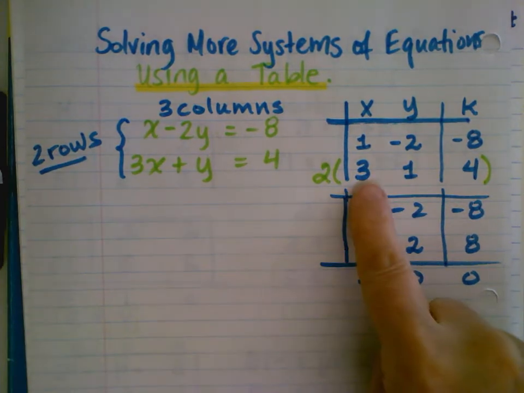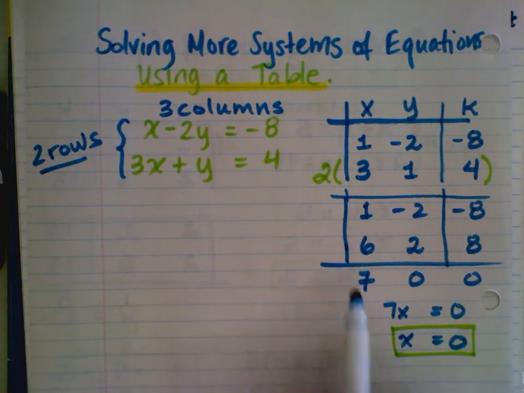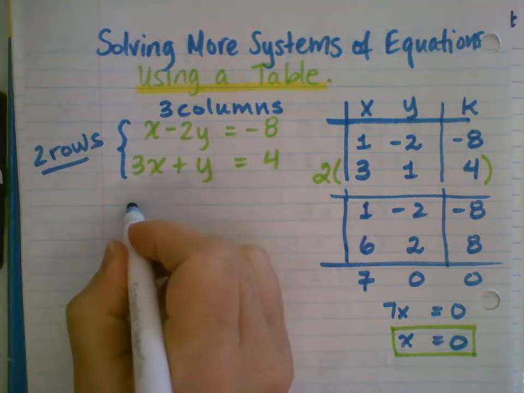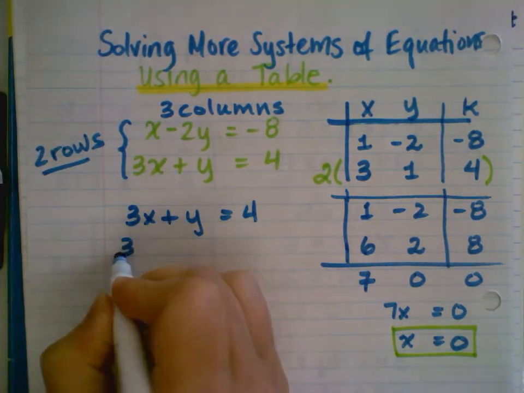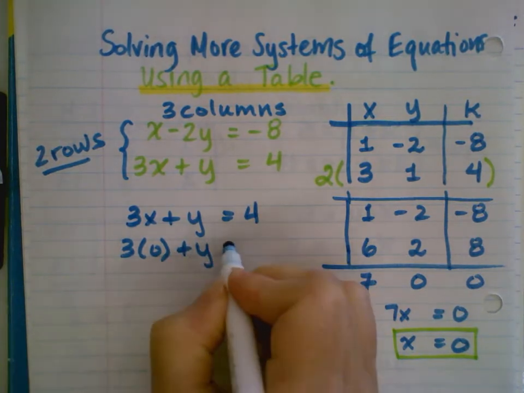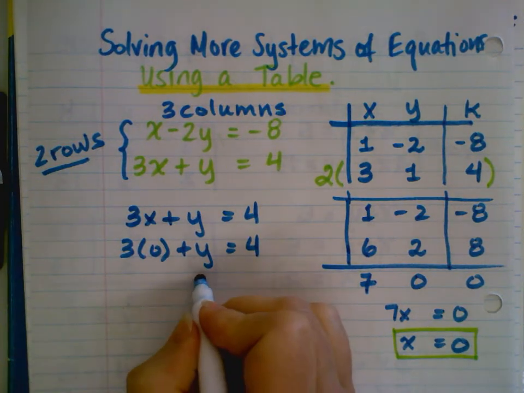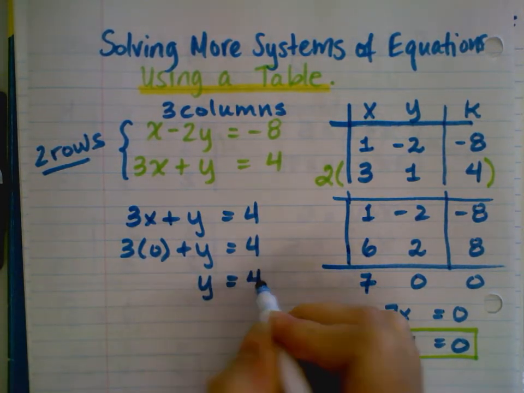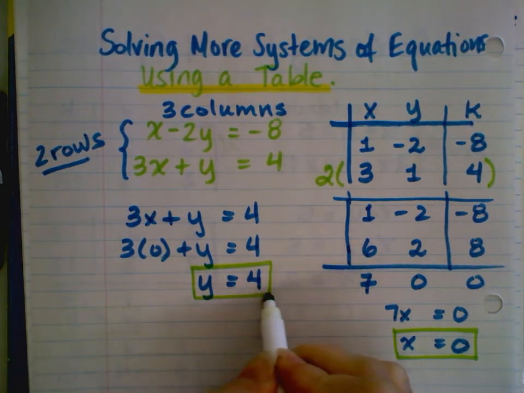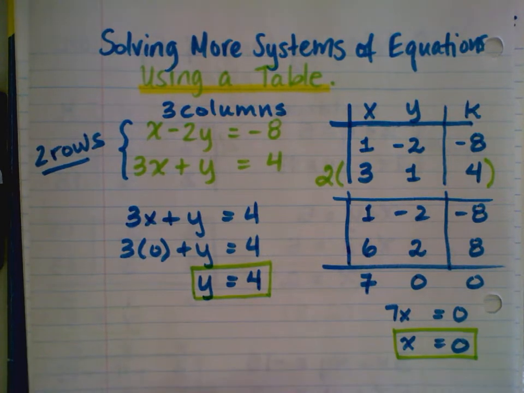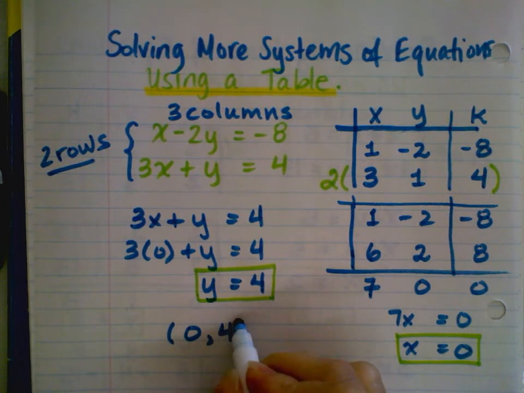And I can come back in to either equation, it doesn't really matter, and do a substitution to figure out the value of y. So say we use this one, 3x plus y is 4. Sub that 0 value in for x, like this. I get 0 plus y is 4. Well, that means that y has to be 4. So the solution to this system of equations is x equals 0, y equals 4.